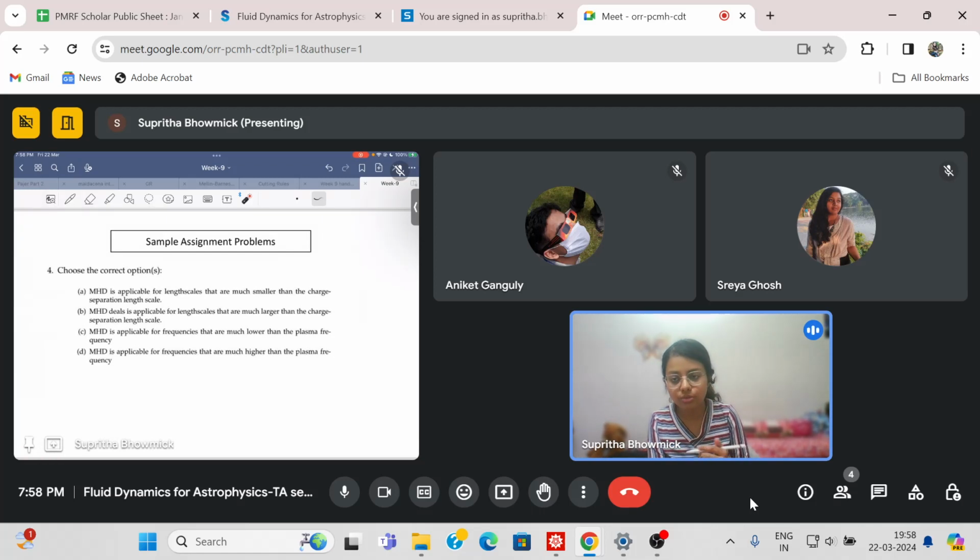Okay, now we have to choose the correct option. This talks about the scales at which MHD is applicable, and it compares the MHD length scale. MHD is applicable for length scales much smaller than the charge separation length scale, or it deals with length scales much larger than the charge separation length scale.